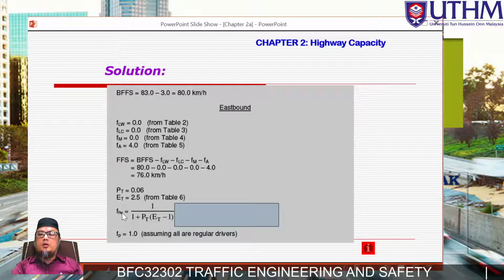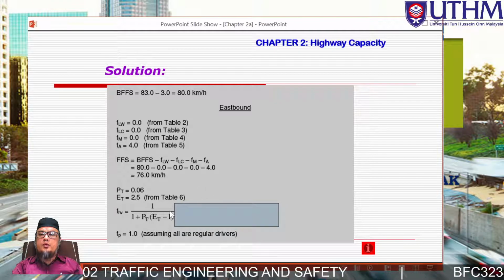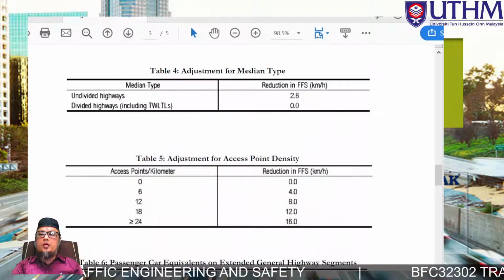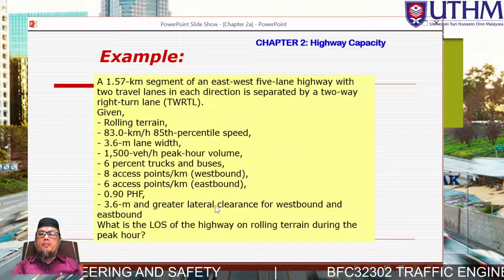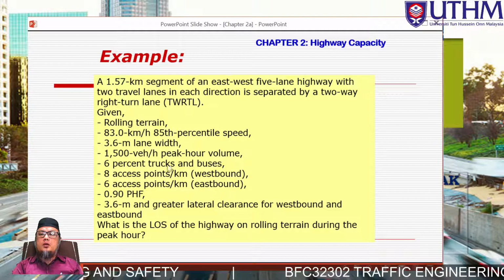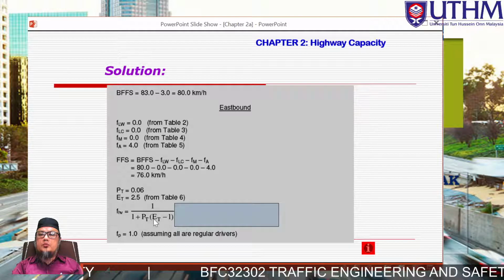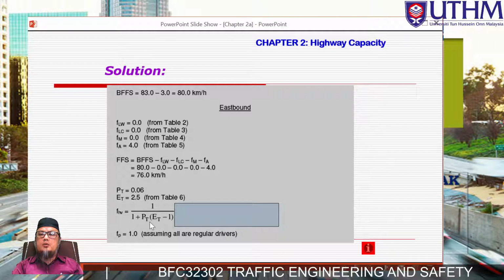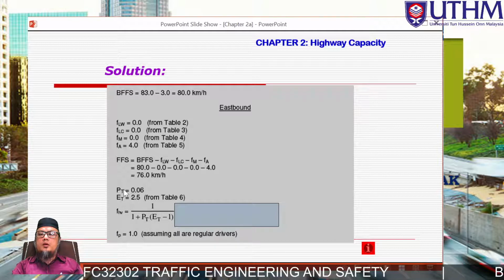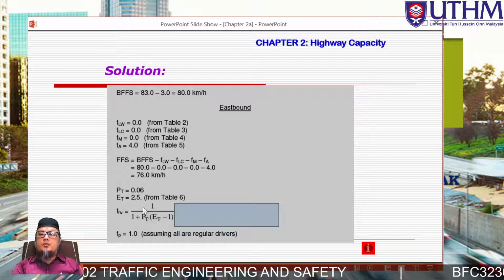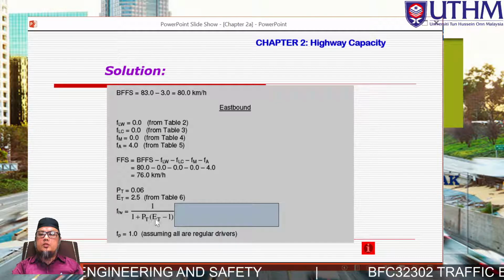Now to determine the heavy vehicle factor. In the heavy vehicle factor, we have this formula. Because in the question, we don't have info for recreational vehicles, we consider only 6% for truck and bus. So in this particular solution, we have only PT. Don't put PR because we don't have the data. So here PT is the percent of trucks and buses. 6% we convert into 0.06. So don't put 6% here. We consider 0.06. And ET.